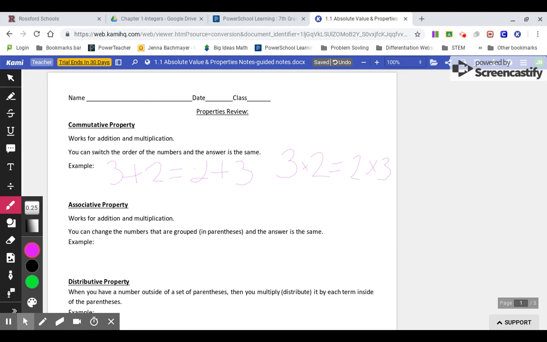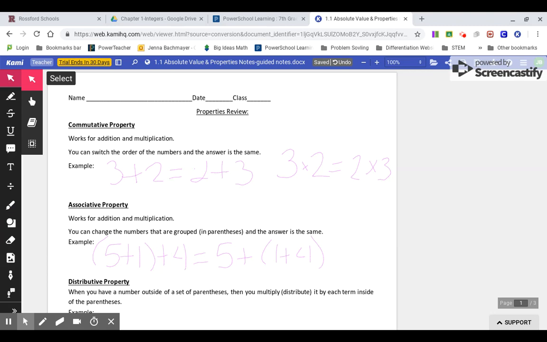Associative property, it works for addition and multiplication again, and you can change the numbers that are grouped and the answers will remain the same. So this time we're going to use parentheses. So we have an example. So (5 plus 1) plus 4 is the same thing as 5 plus (1 plus 4). Okay, so it doesn't matter how I grouped that. I can rearrange that set of parentheses and group it differently to make it work for my situation.